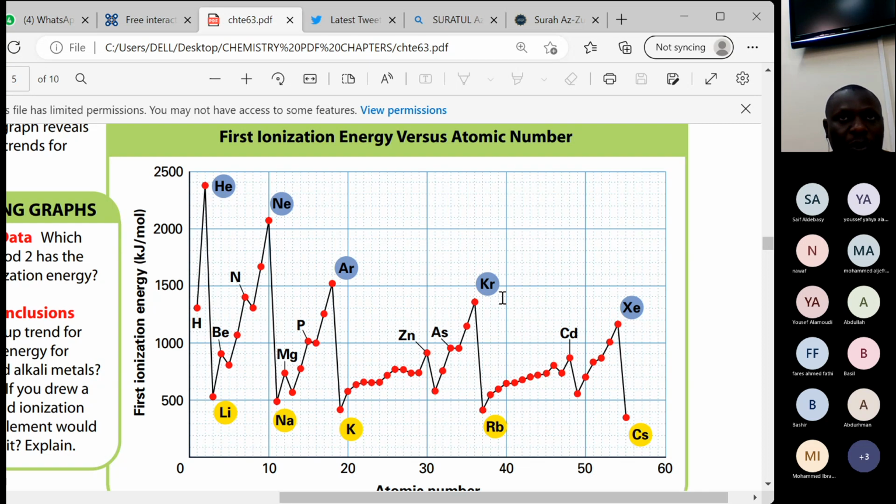When the nuclear force of attraction becomes weaker, this atom easily loses an electron. And because it is easy to lose an electron, it means you require less energy to remove that electron. That is why the first ionization energy goes down as the atomic number increases.